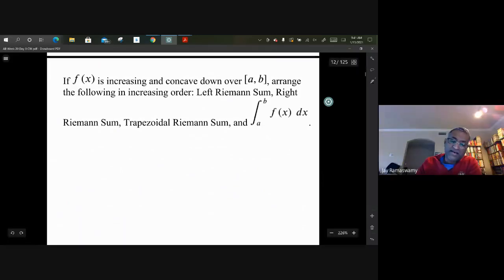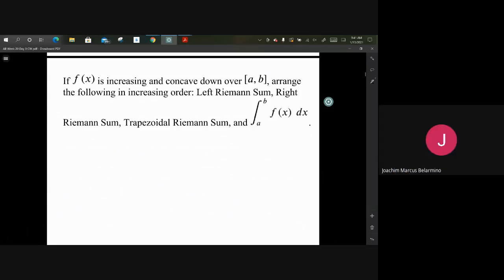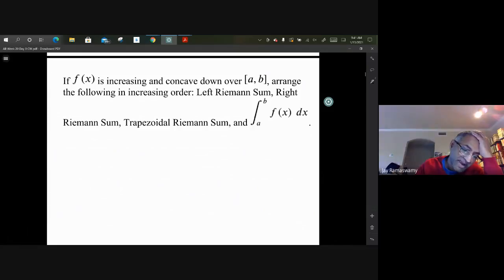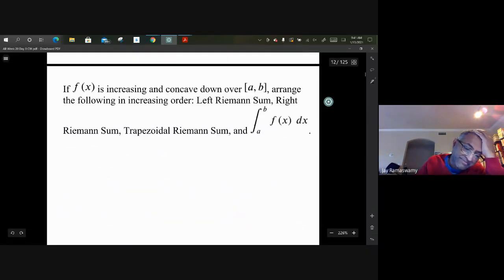Okay. Let's do some Riemann sums, right on page 12. Okay. Read it with me. It says if f of x is increasing and concave down over the interval a to b, arrange the following in increasing order: a left Riemann sum, a right Riemann sum, a trapezoidal Riemann sum, and the actual area. Okay. So in your notebook, you can say f of x increasing concave down.